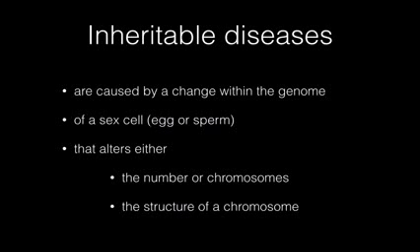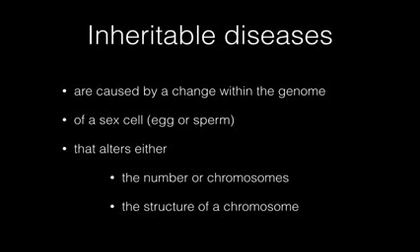Remember, inheritable diseases are caused by a change within the genome, and this change has to occur in a sex cell, which means it has to change in either the egg or the sperm's nucleus. A change to a somatic cell, like a body cell, isn't going to be inheritable. For example, a change to a skin cell may cause that skin cell to develop into a patch of cancerous tissue, but it's not going to be genetically inheritable to the next generation, because your skin cells have nothing to do with sexual reproduction.